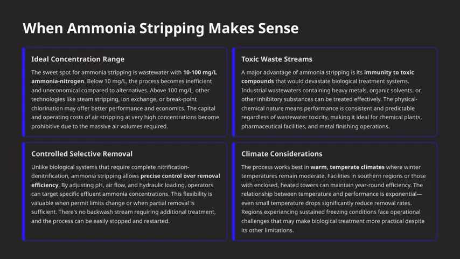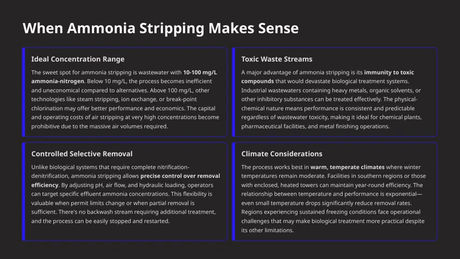Another key advantage of ammonia stripping is its robustness in handling toxic waste streams. Unlike biological treatments that can be easily disrupted by substances like heavy metals or organic solvents, ammonia stripping is largely unaffected by these toxins. Its physical-chemical nature means it can treat industrial wastewaters containing these inhibitory substances reliably. This makes it particularly valuable for industries such as chemical manufacturing, pharmaceuticals, and metal finishing, where wastewater often contains complex or toxic compounds.